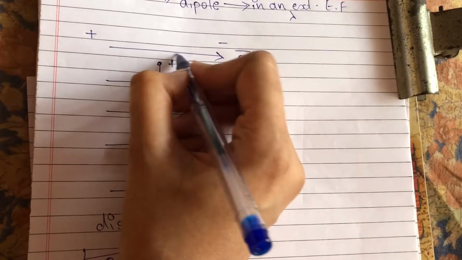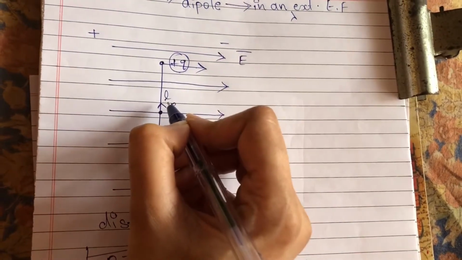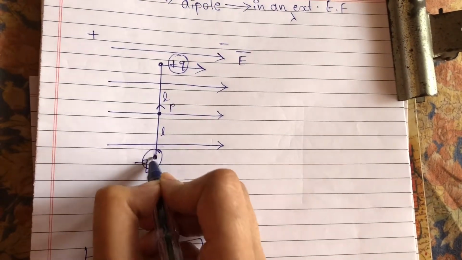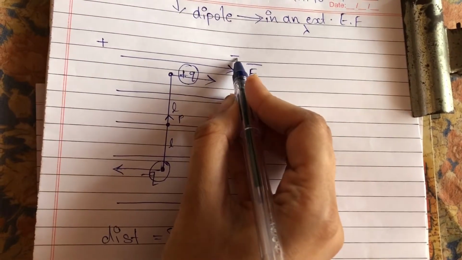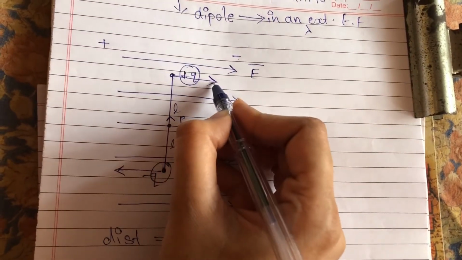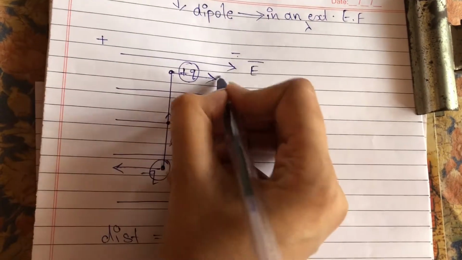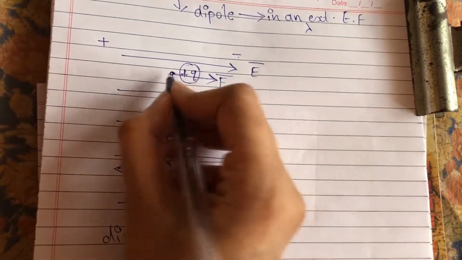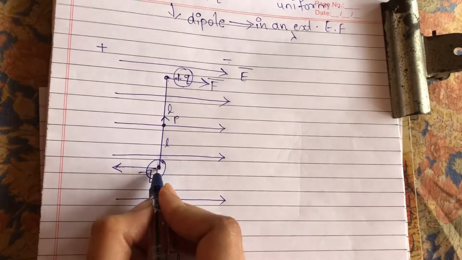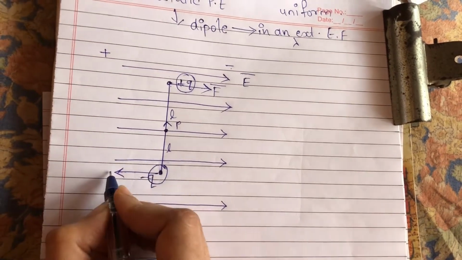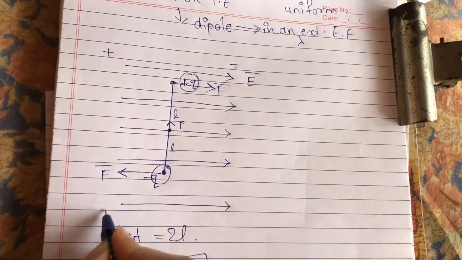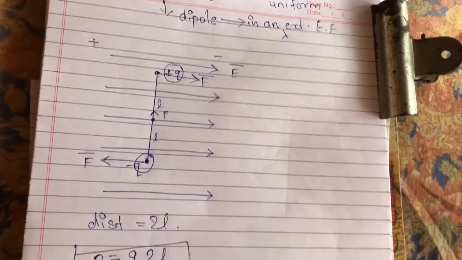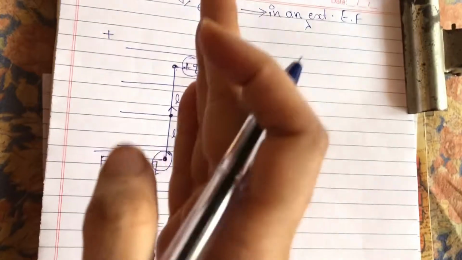The direction of force on this charge will be towards this side, and the direction of force on this charge will be on this side. Because this is the positive charge, it will get attracted towards this side along the field, and at this place the force will be in this direction, because this is the negative charge.